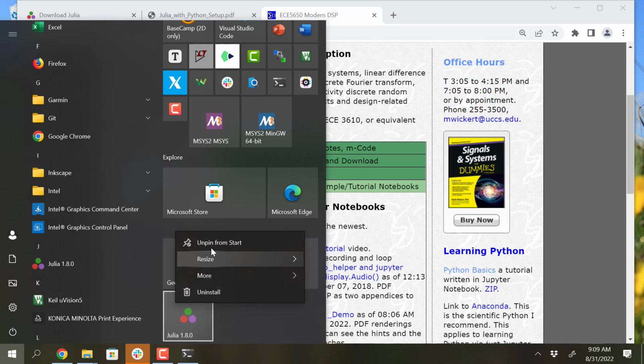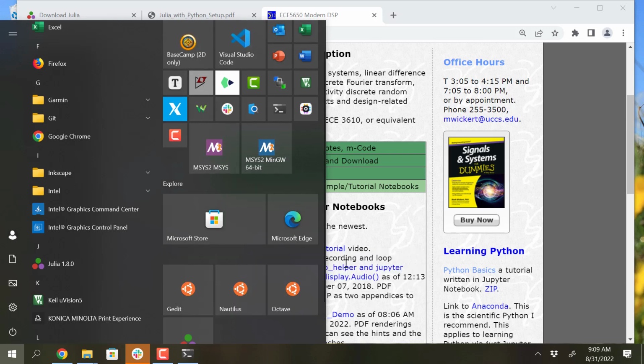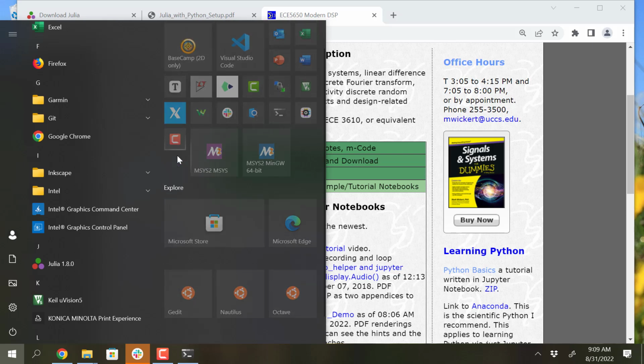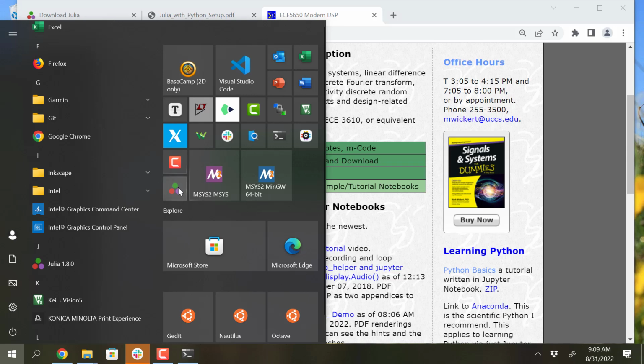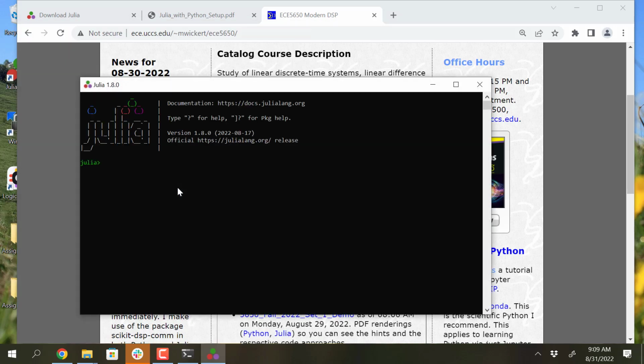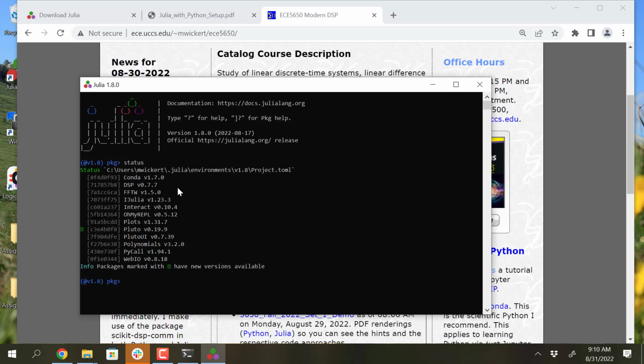For me, make it small, and move it right there, and then I can start it from there. So I'd be going to here. I could click my right bracket, and then I'd see my package manager. Just do a quick status check to see that all the packages got installed.